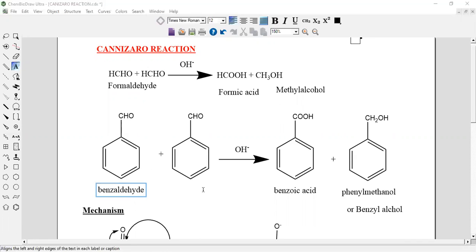Benzaldehyde undergoes self-redox reaction in the presence of a base to give benzoic acid and benzyl alcohol. Okay, note down this equation.